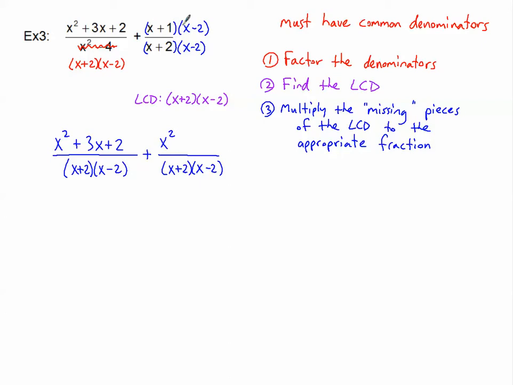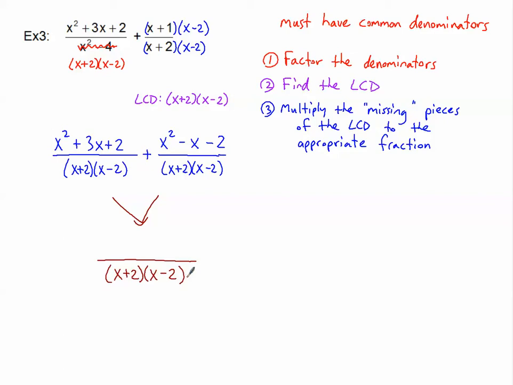I get x squared. The outer terms are negative 2x. The inner terms are positive 1x. That adds up to negative 1x. And then my last terms are negative 2. So now I have two fractions that I want to add, but they now have the same denominators. So I can combine them together into one fraction with those denominators.